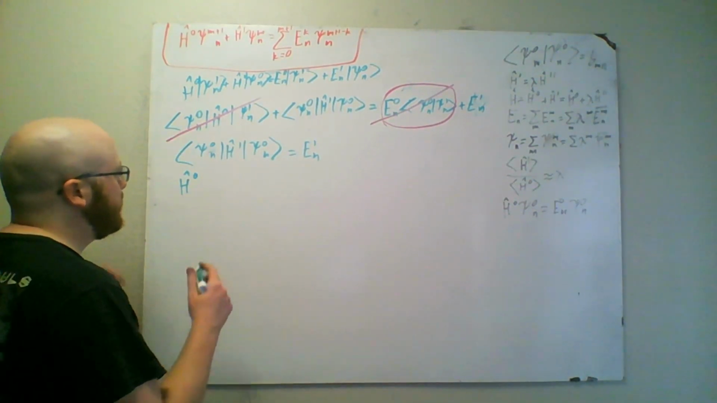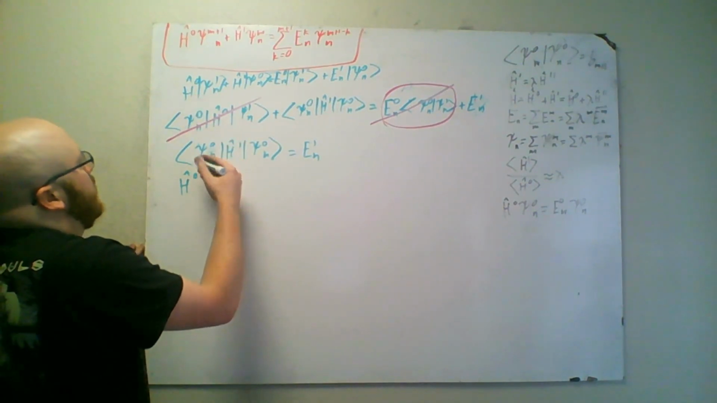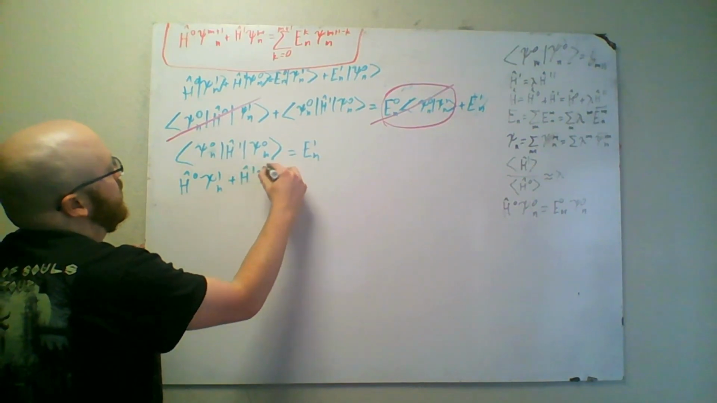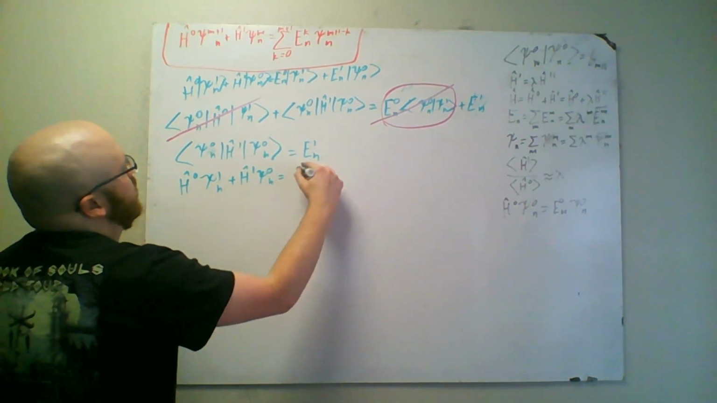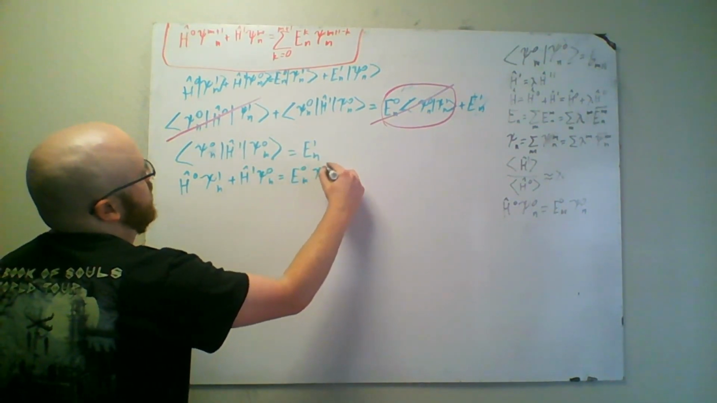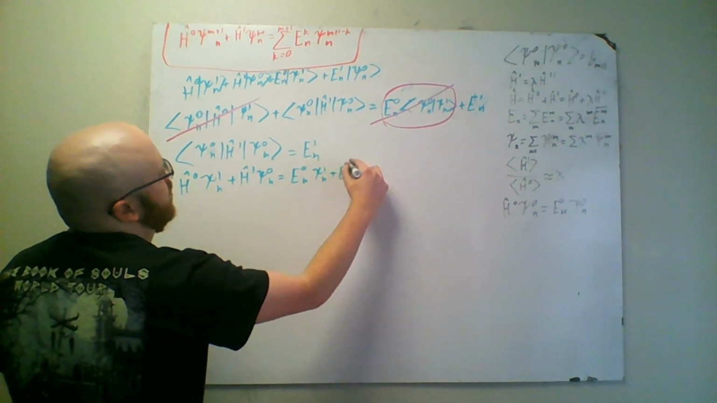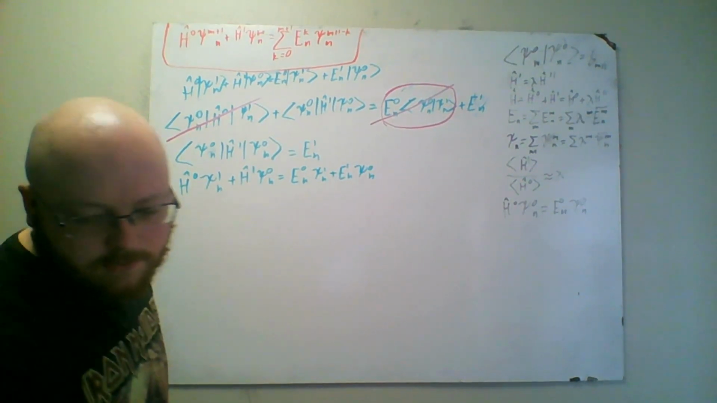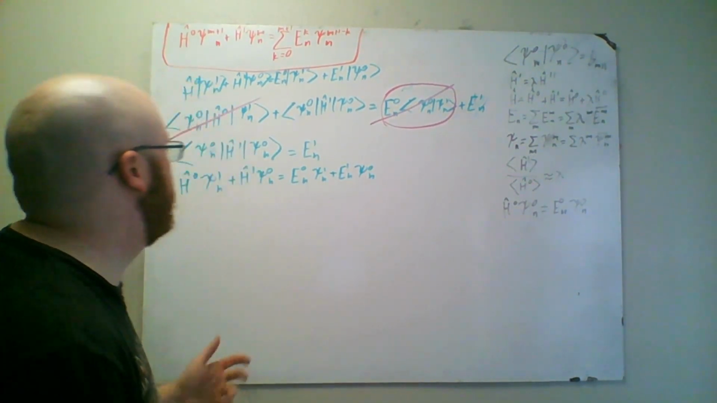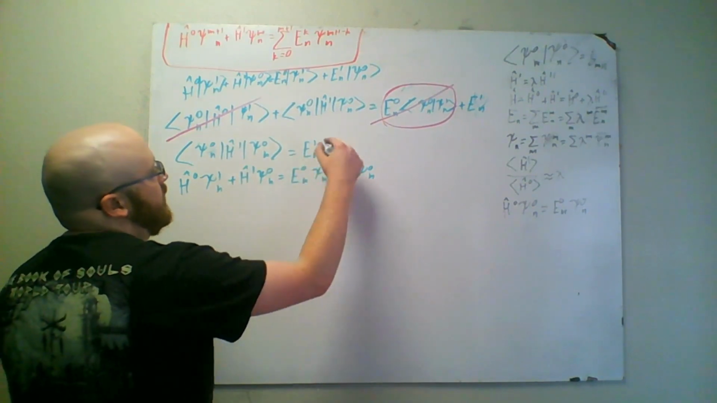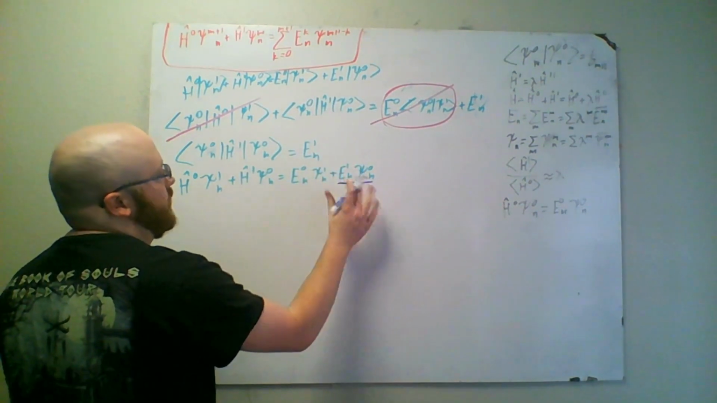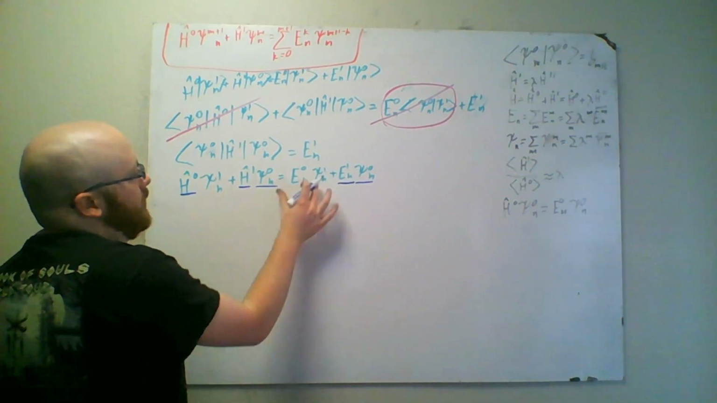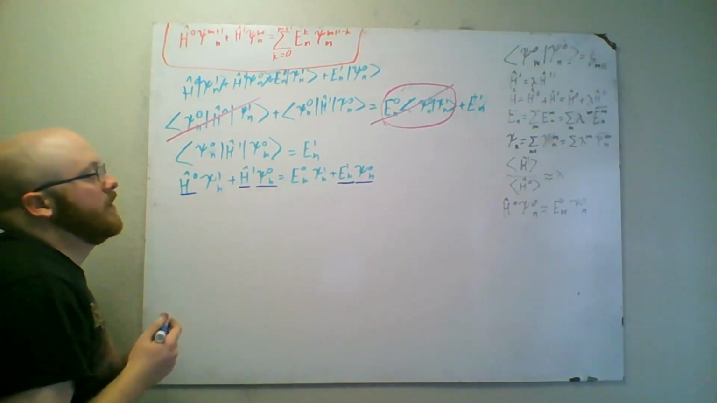So let's go back here. H0 ψ1n plus H1 ψ0n equals E0n ψ1n plus E1n ψ0n. Okay. So real quick, I just want to go through all the knowns just so that we have them. We know what this is, right? We know what this is because we solved for it earlier. We know what this is. These are given, right? So the only thing that we have left to solve for is ψ1n.